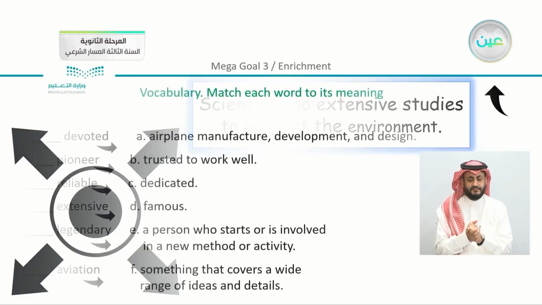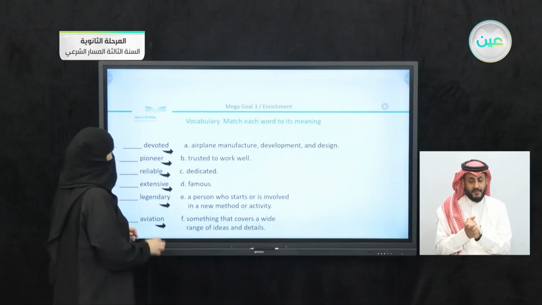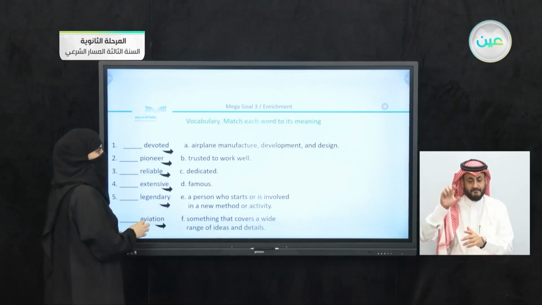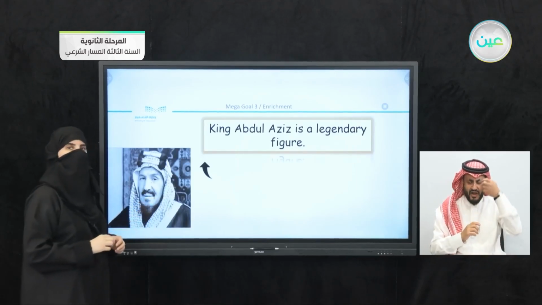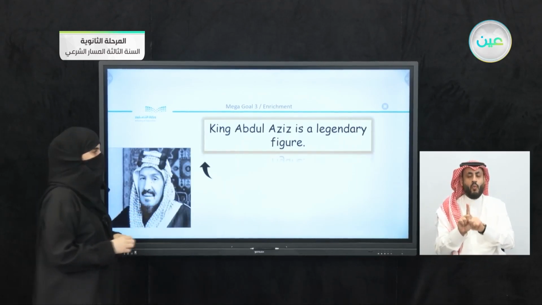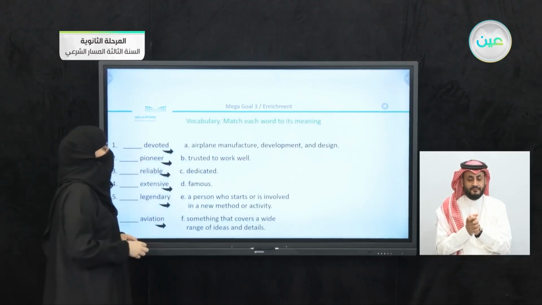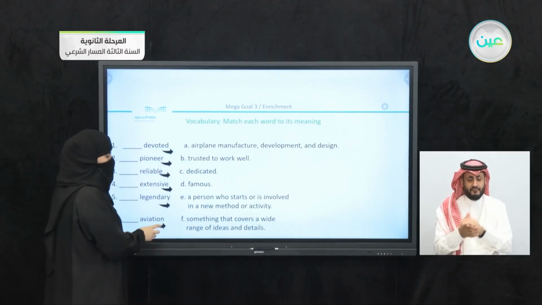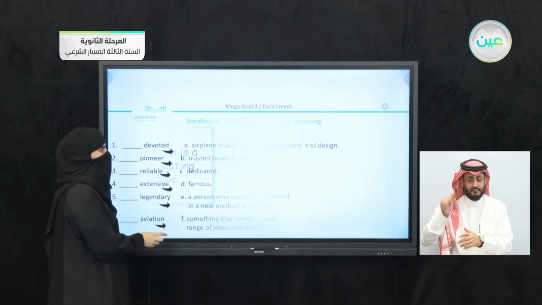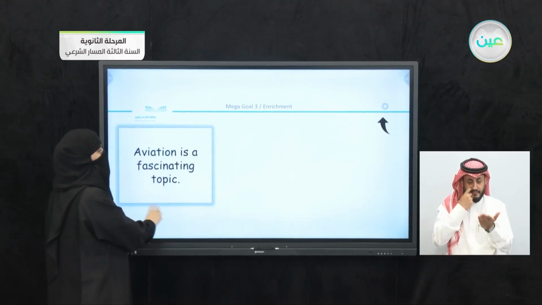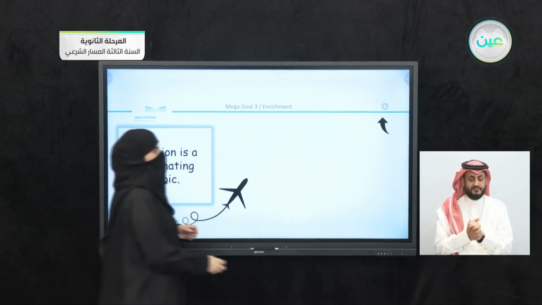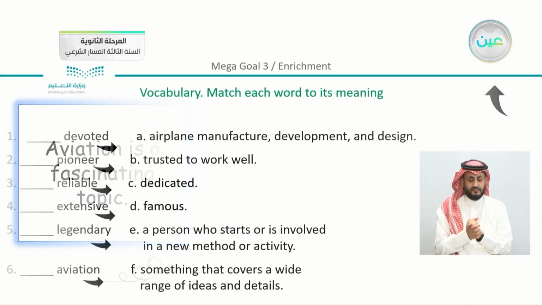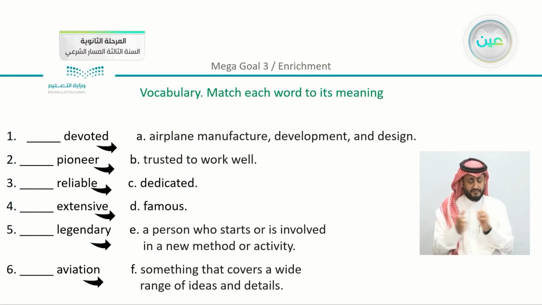Also, we have the word legendary. We can say, for example, that King Abdulaziz is a legendary figure. And coming to our last word, aviation. We said that aviation is a fascinating topic. So these are the words that we studied in the first lesson, which is the Listen and Discuss lesson. Now, we had the exercise.